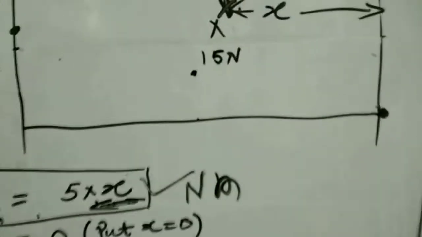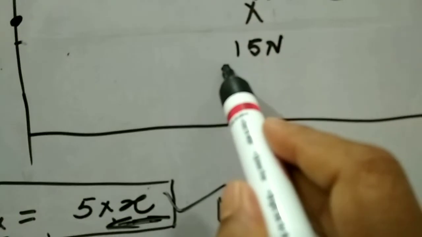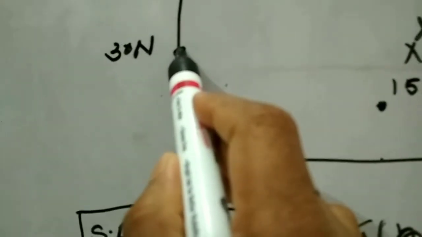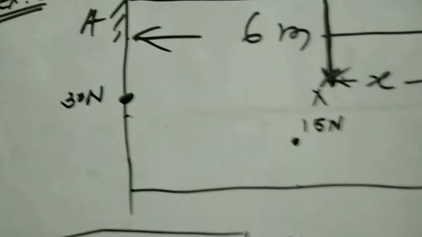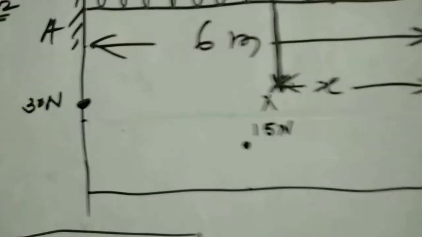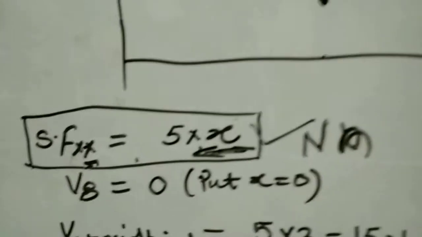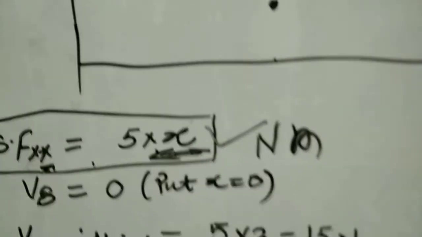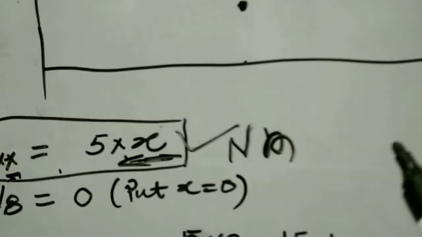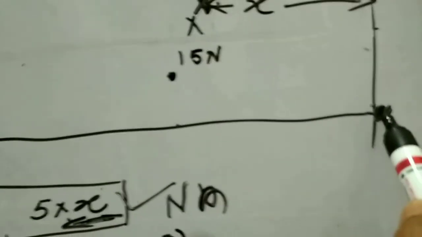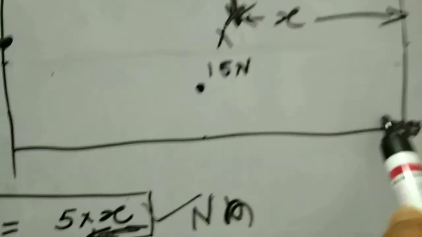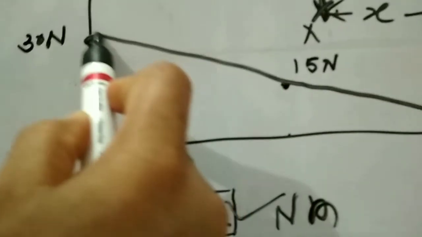So we'll plot the values at different points. At point B, it is 0. This is the reference line. At x equal to 3, the midpoint of the beam, it is 15 Newton. And at the fixed support, the shear force is 30 Newton. Now, how do we connect these 3 points? It is given by the equation SF equals 5x, a line having slope 5, right? So we connect these 3 points by an inclined line having slope 5.